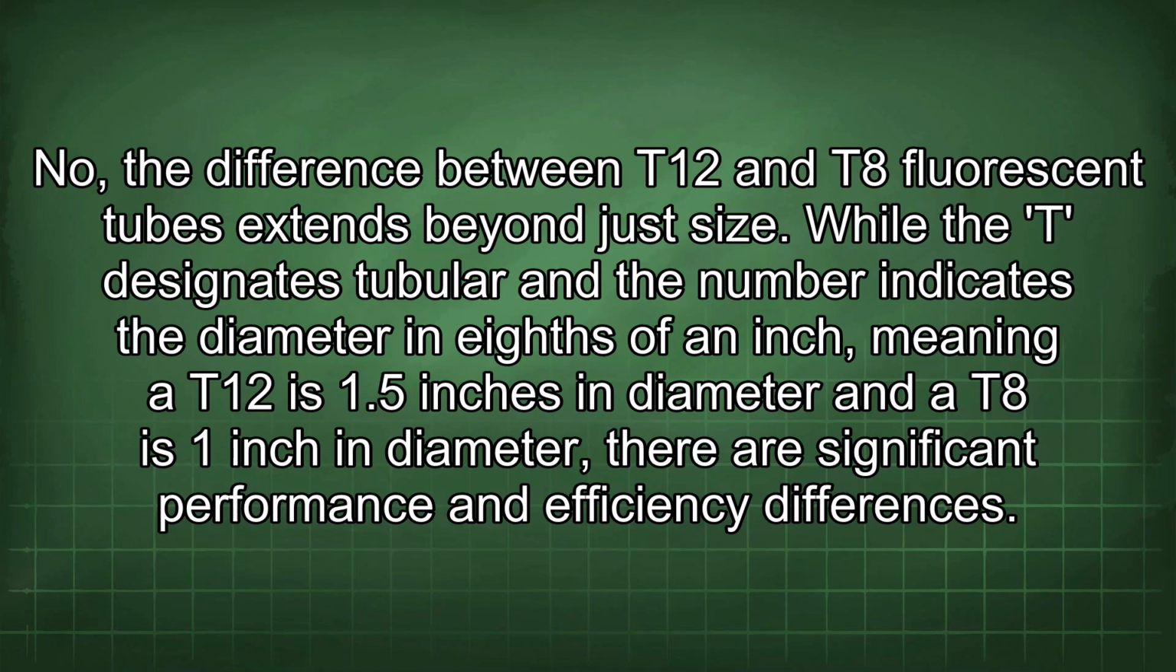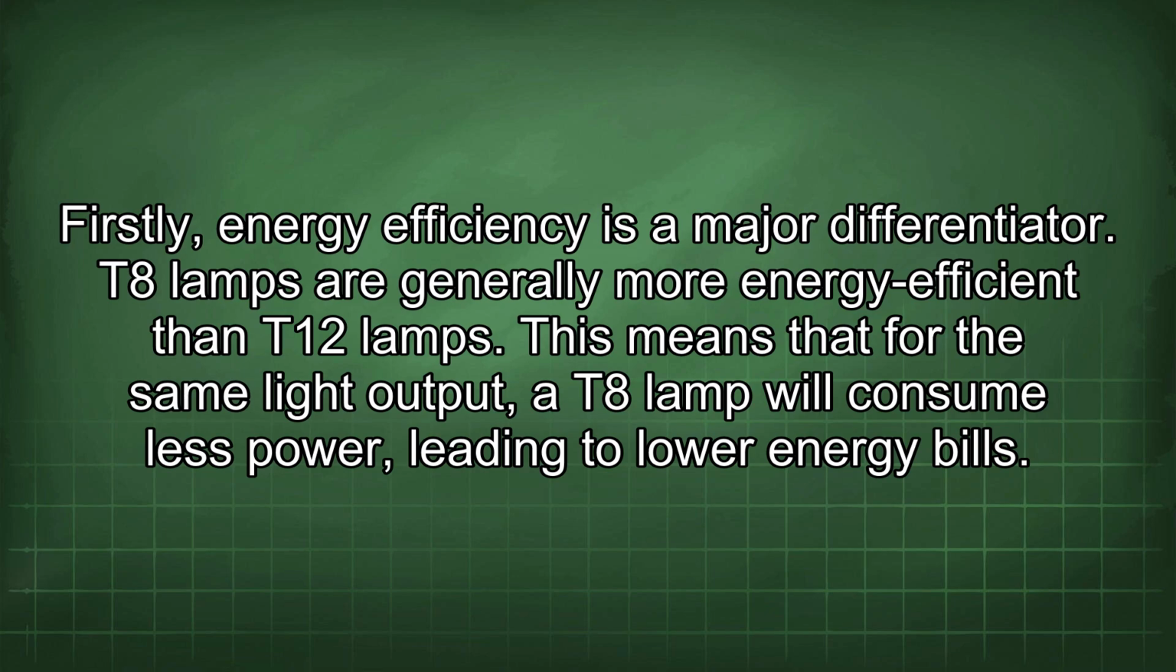Now, the difference between T12 and T8 fluorescent tubes extends beyond just size. While the T designates tubular and the number indicates the diameter in eighths of an inch, meaning a T12 is 1.5 inches in diameter and a T8 is 1 inch in diameter, there are significant performance and efficiency differences. Firstly, energy efficiency is a major differentiator.